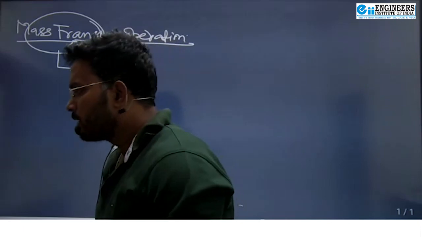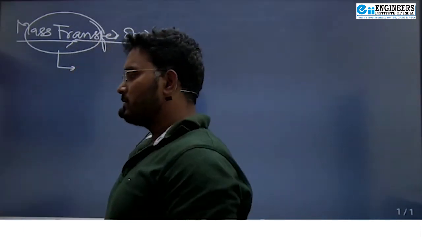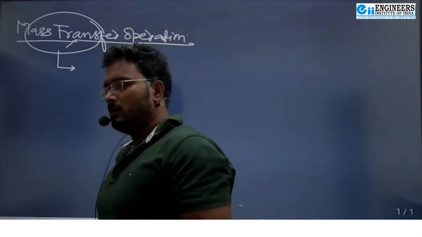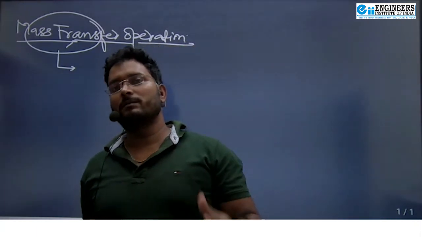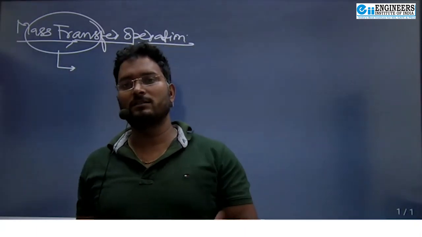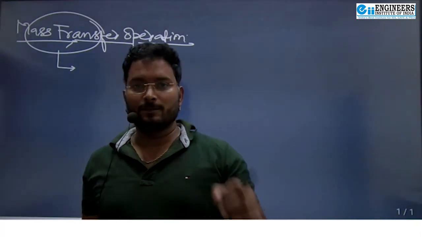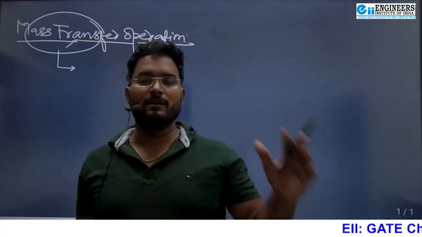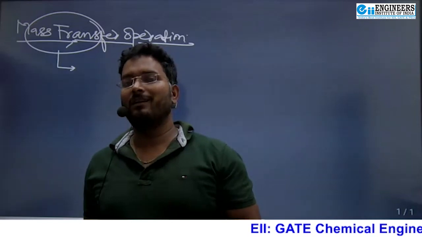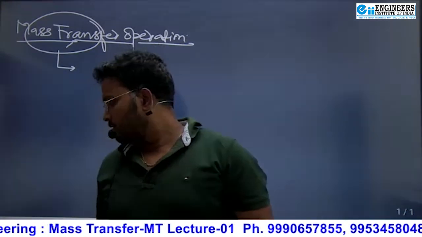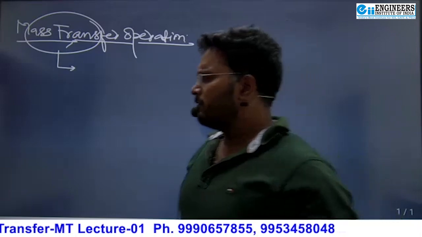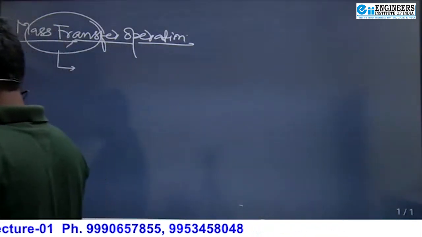Or you can say, if your system consists of more than one species, then there is a natural tendency of the mass to be transferred in order to minimize the difference in concentration. And the transport of the species from the region of high concentration to low concentration, in order to become uniform in concentration throughout, is called mass transfer. Clear? So I think there is no need of writing this statement.